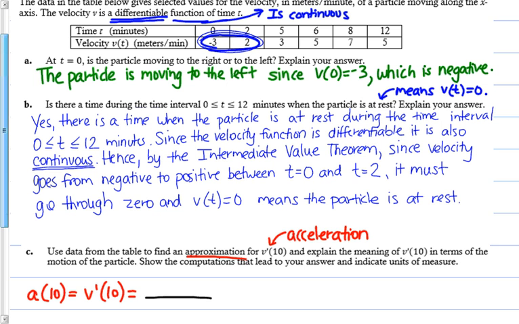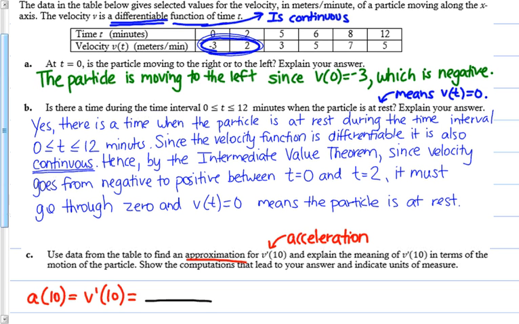So t equals 10. It's not even on the table. Nope, it's not. Where would it be? It would be here, right? 10 would be somewhere there. So I need to figure out how I can approximate the slope at t equals 10. Well, I'm going to approximate the slope using these two values, 8 and 12, and using their y values, or whatever I get when I plug those into my function, which I don't have. I just have a table.